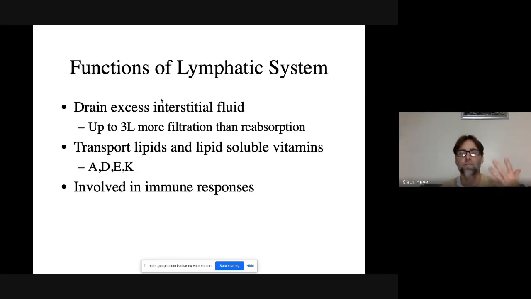And then your lymphatic system is going to be involved in immune responses, which we're going to talk about very soon.